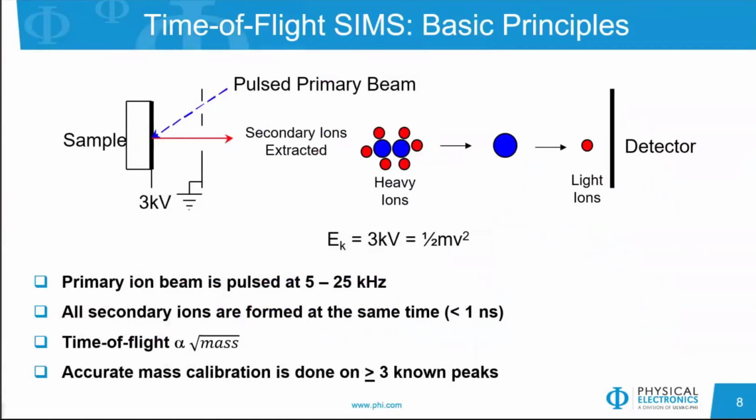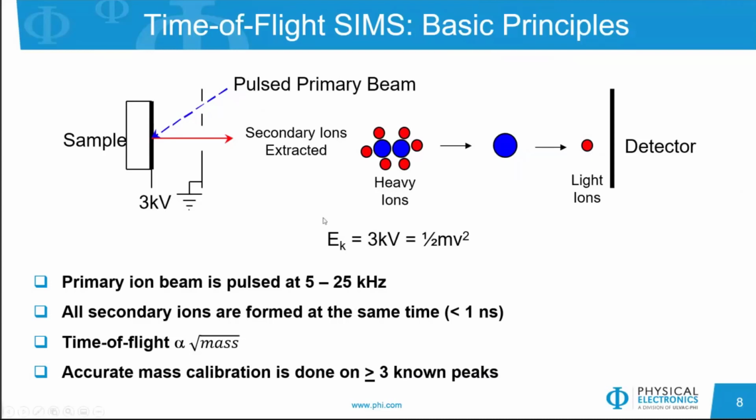So, some basic principles of the time of flight process. It takes a pulsed primary ion beam to bombard your sample. Secondary ions are generated. They're extracted at 3 kV, and the primary ion beam is pulsed around 5 to 25 kilohertz, generally around 10 kilohertz. All the secondary ions are formed at essentially the same time, time zero, less than 1 nanosecond, and they're extracted at 3 kV, so they're all traveling at essentially the same energy.